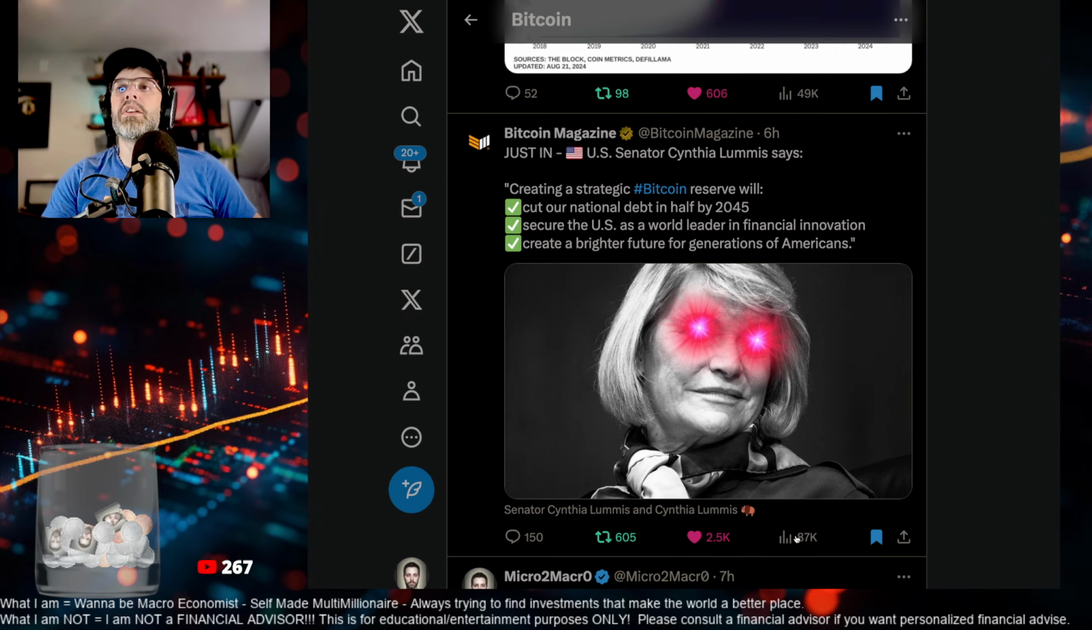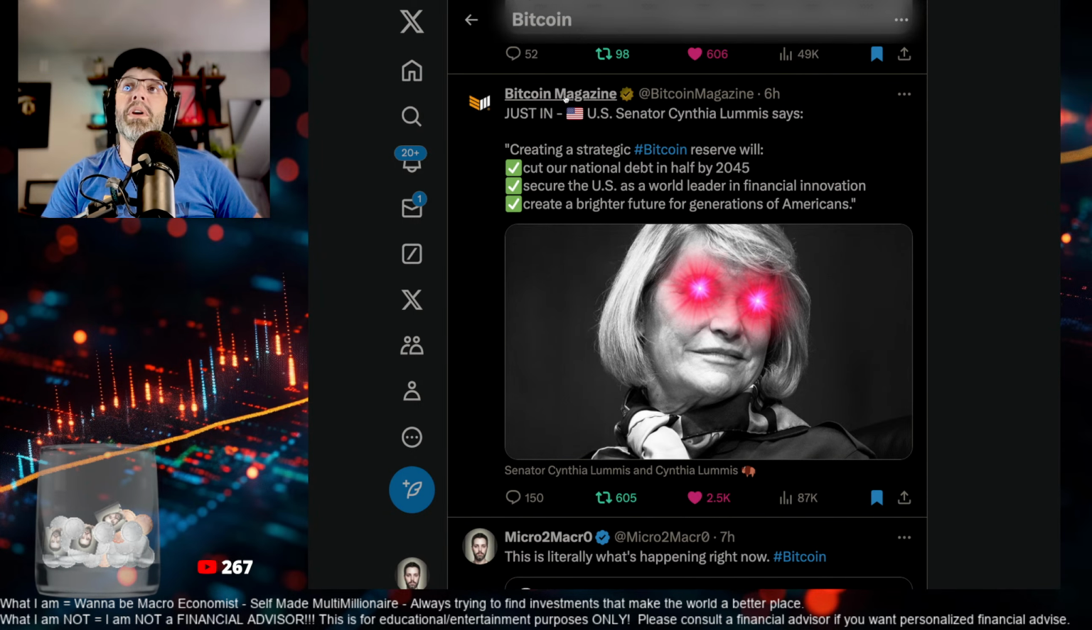Real quickly, Bitcoin Magazine says Cynthia Lummis says creating a strategic Bitcoin reserve will cut our national debt in half by 2045. I agree it could. That sounds insane, but it can. It could maybe even be sooner with what we can do with Tesla and Elon Musk and all these other really brilliant people that can work with Trump in office. It could get crazy good.